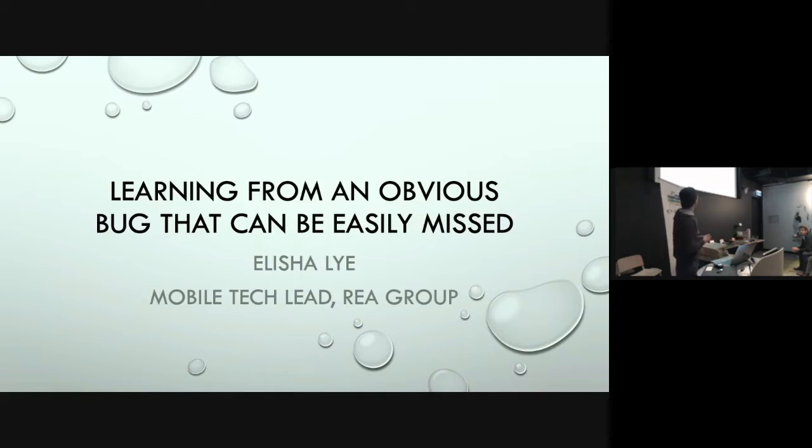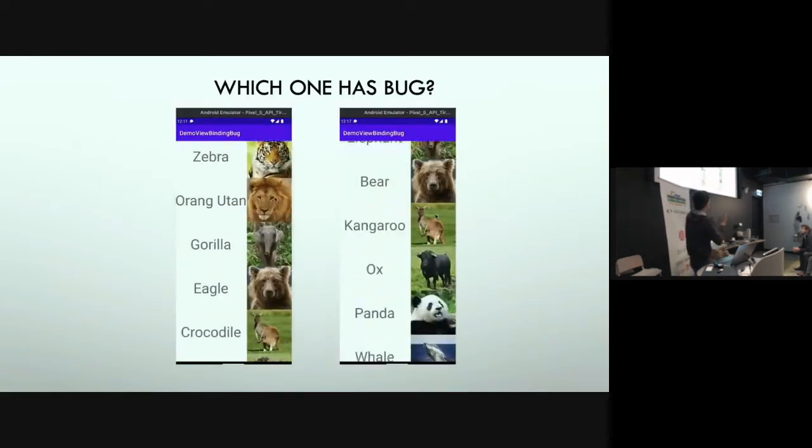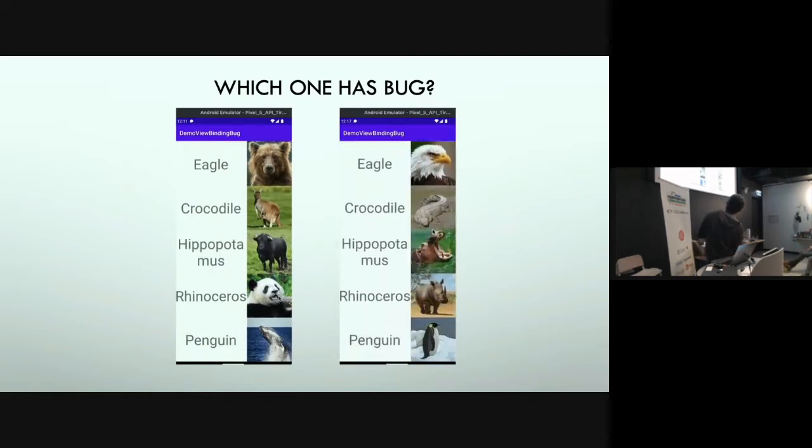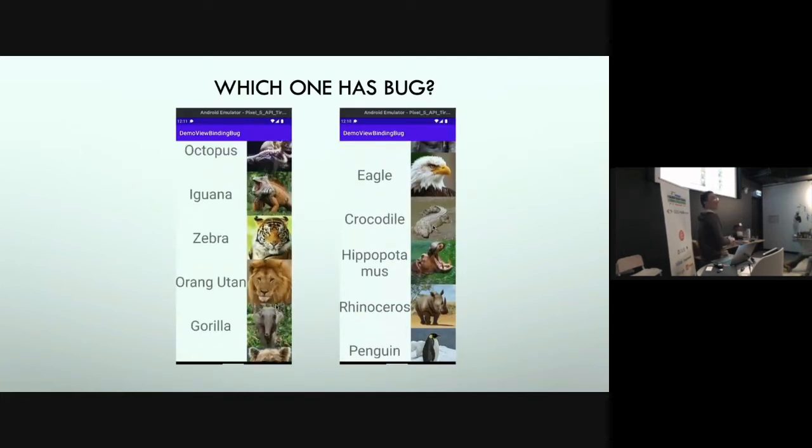So today I'm going to talk about learning from obvious bugs that can be easily missed. It's obvious, but it can be easily missed, all right? Okay, so first of all, let me show you something. Observe these two screens. Which one has a bug? Is it on the left or on the right?